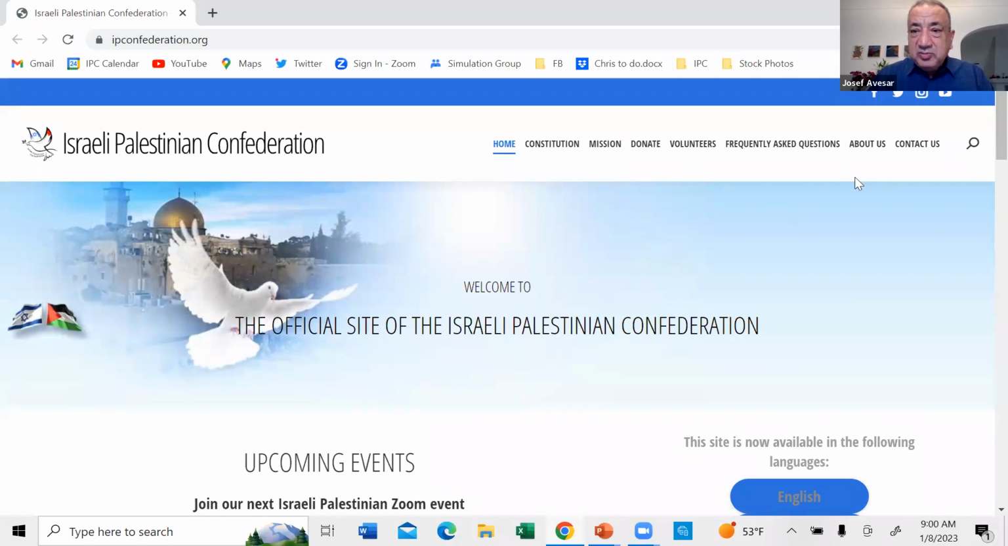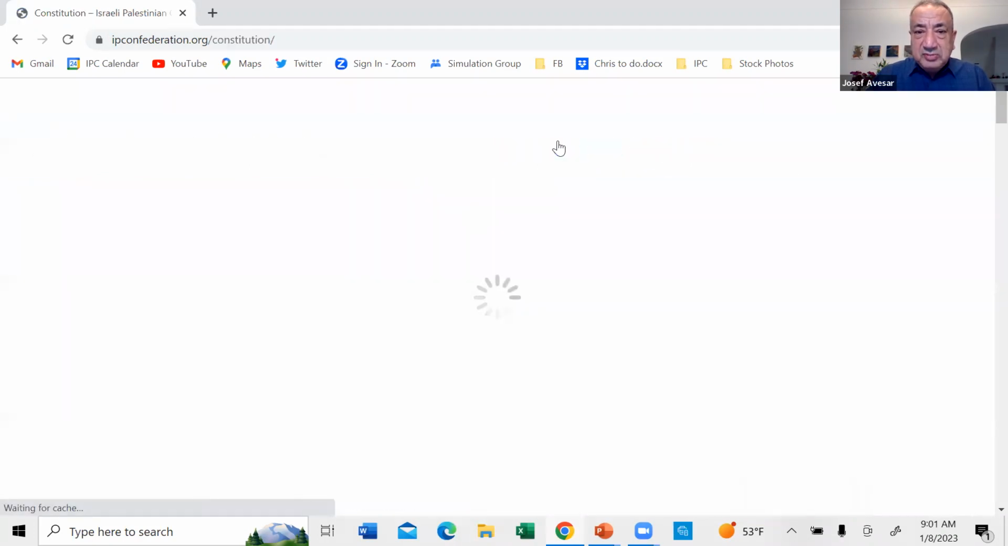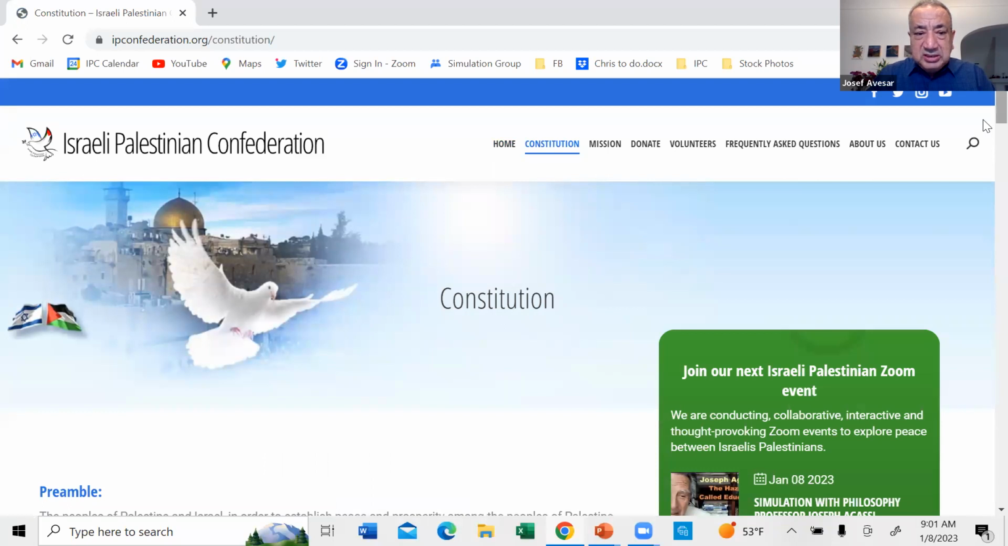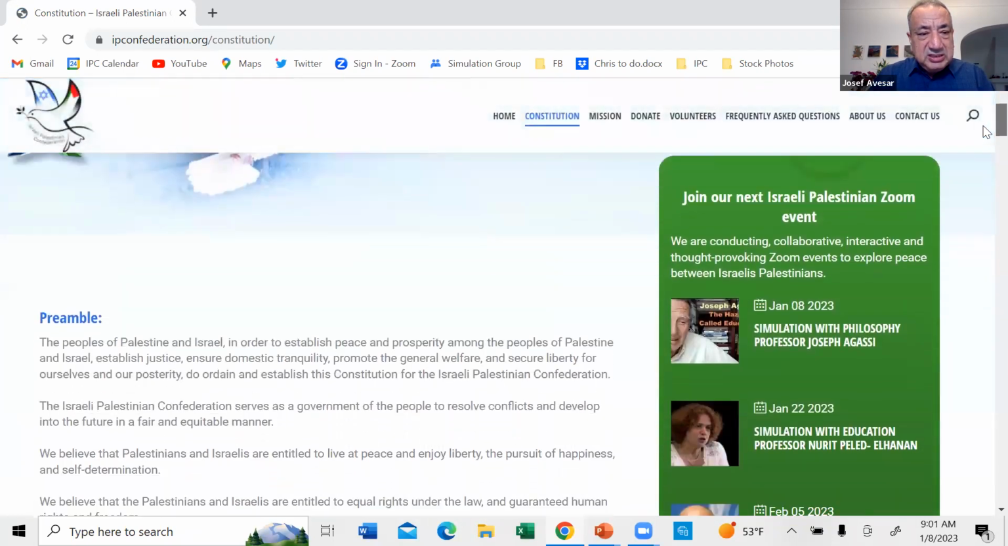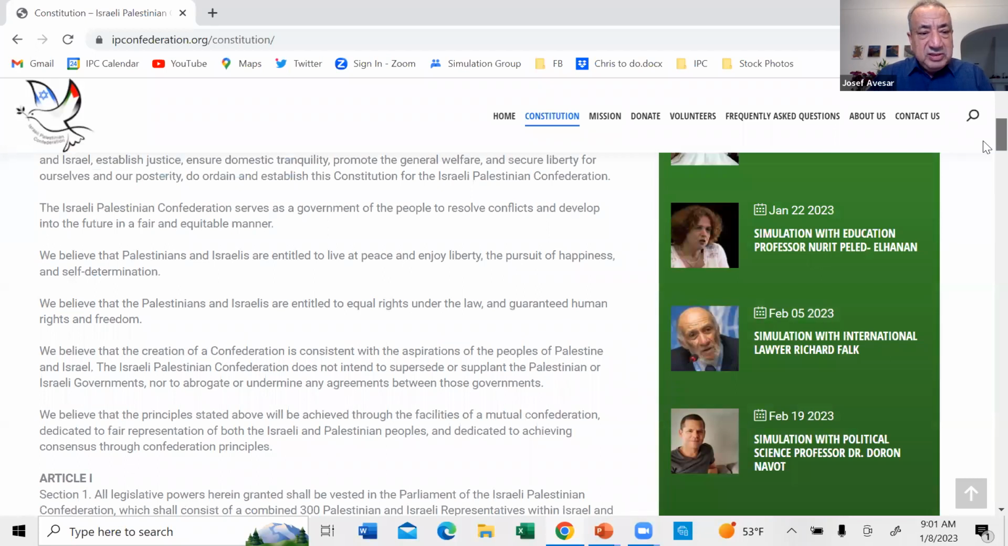It has frequently asked questions, which explain how this common government will be created and how it will function. You will also be able to see the Constitution. The Constitution explains the 3 branches of government: a legislative, an executive, and a judicial branch for the whole area, a common government that will be created simultaneously with the Israeli and the Palestinian government.